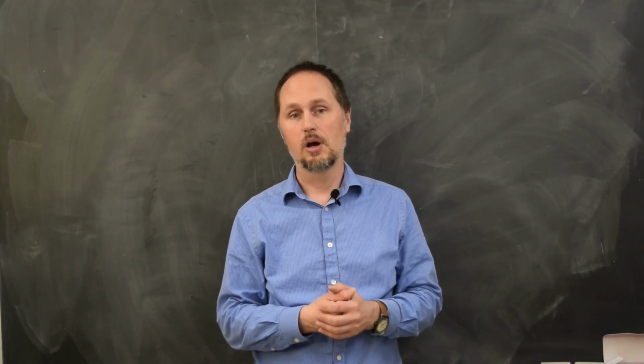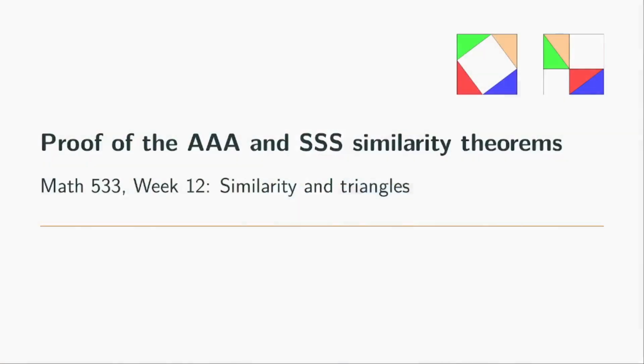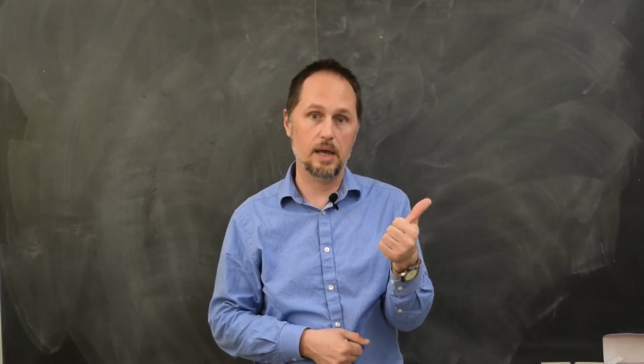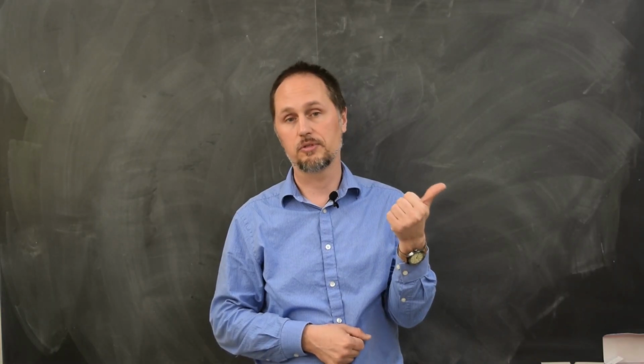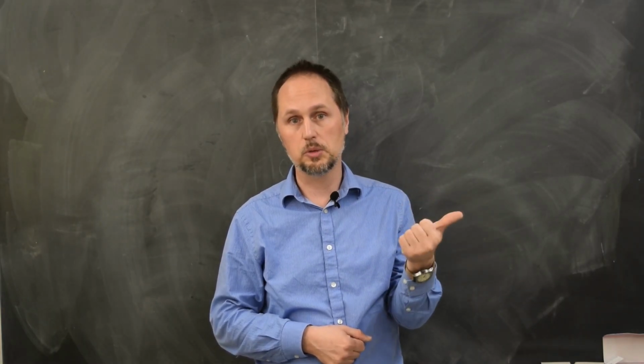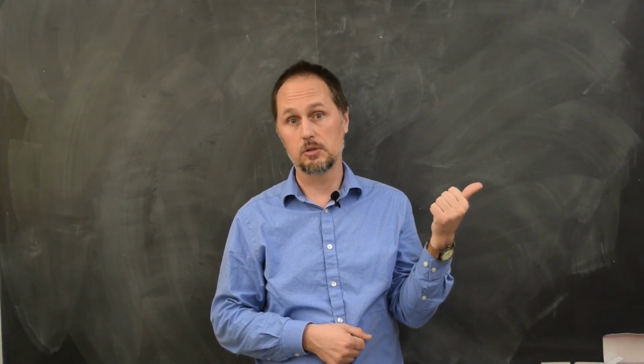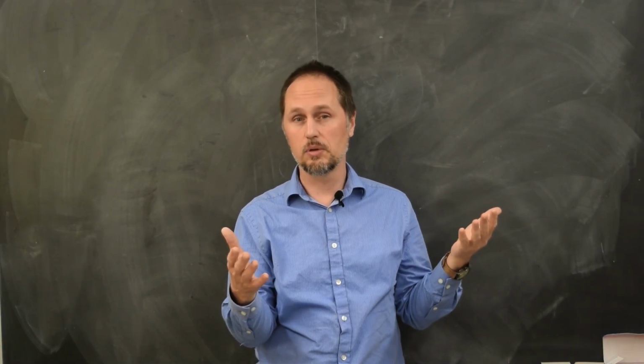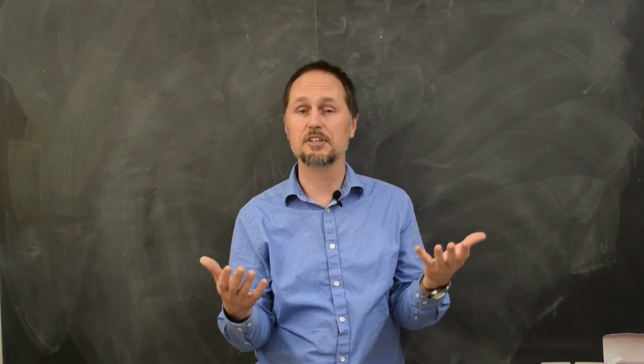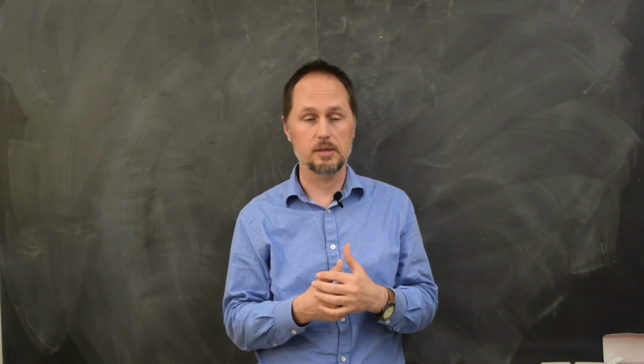In this video, we're going to take a look at our two similarity theorems from last week. The first one of these is the angle similarity theorem for triangles, which says that two triangles are similar if and only if their corresponding angles are congruent to each other. Many of you learned this in high school as the definition of similar triangles.